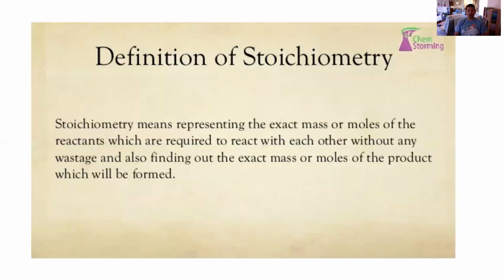So our definition of stoichiometry: it's this Greek word. Stoichio means measuring. Metry is the study of, so in a way it's the study of measuring. Stoichiometry means representing the exact mass or moles of the reactants which are required to react with each other without any wastage, and also finding out the exact mass or moles of the product which will be formed. So it's all about measuring. It's about mass, it's about moles, and it's about a chemical reaction.